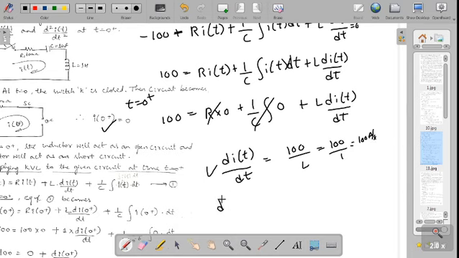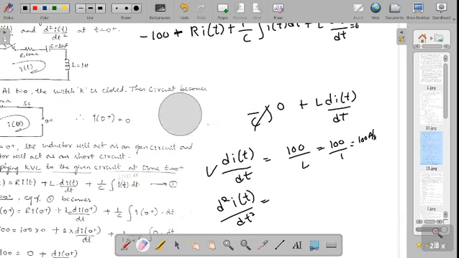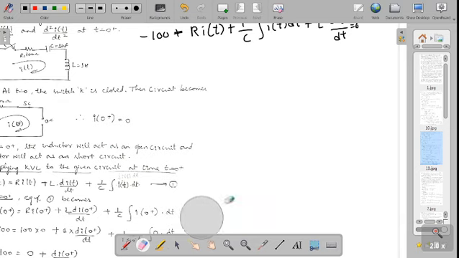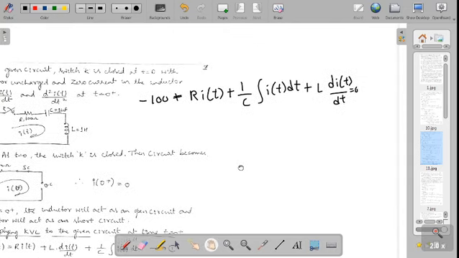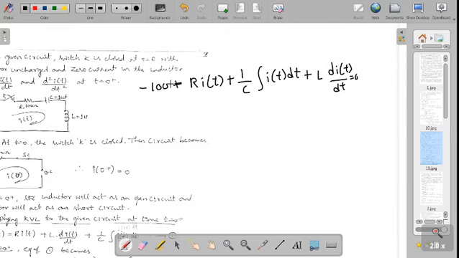Next, what we need to find out is the second derivative, d square I of t divided by dt square. How would you do that? You take the equation and apply the derivatives to it. This is your equation which you got by applying KVL to this circuit. You apply the differentiation to this.